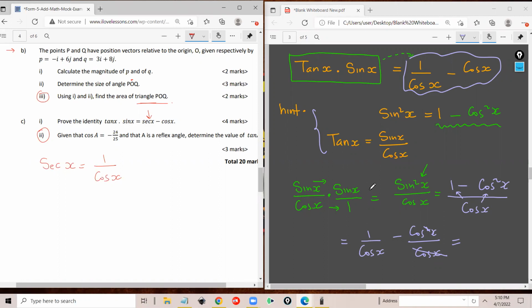Someone asked how I got the sine squared x. Don't I have a sine x here and a sine x here? And this is a multiply. Sine x multiplied by sine x is sine squared x.